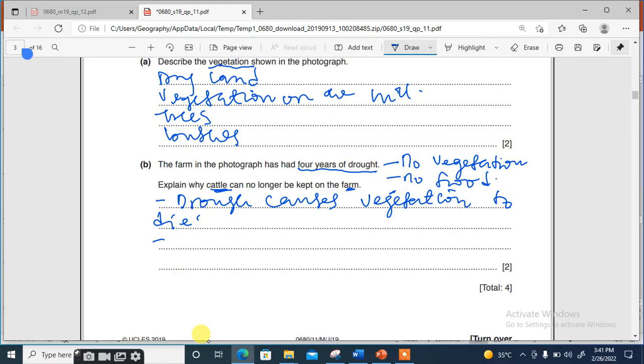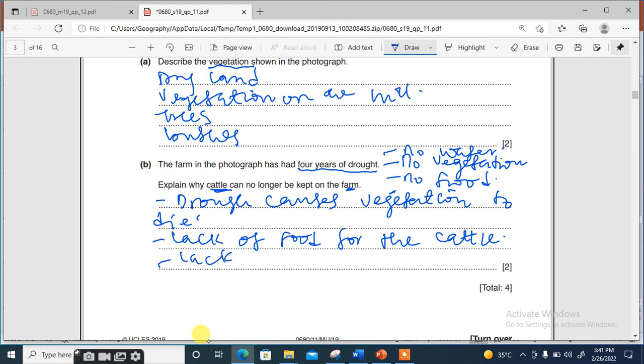The next point will be, since vegetation died, there will be lack of food for the cattle. And remember, since it's drought, there is no water also. So you can bring another point, lack of water. Lack of water, so cattle will be dehydrated.